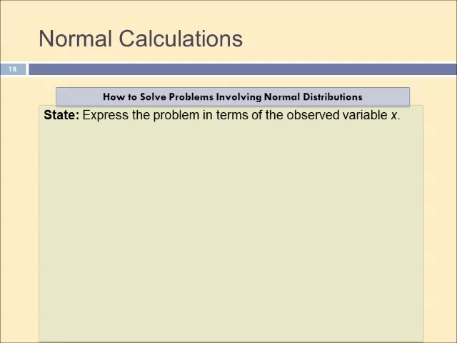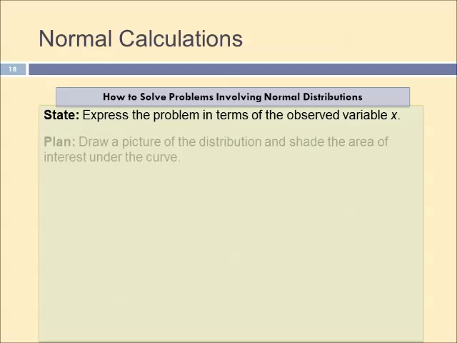Now we'll talk about solving problems using the normal distribution in terms of the four-step process. So we express the problem in terms of the observed variable x, whatever that might be. We draw a picture of the distribution and shade the area of interest under the curve. It's really important to do that to get a sense of the actual area that you're interested in, because the table only gives you one thing, from negative infinity up to a particular z-value.